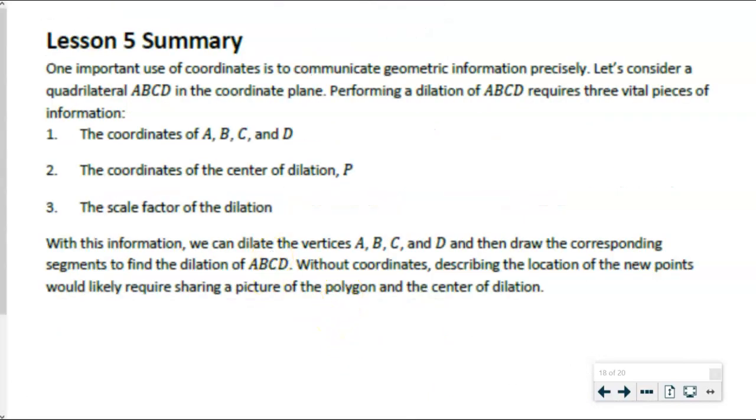Are you ready for more? Let's move on to the summary. One important use of coordinates is to communicate geometric information precisely. That's why we asked for where those points were. We needed those coordinates. So in order to perform a dilation of A, B, C, D, the first thing I would need to know is where A, B, C, and D are, just like I had you ask those questions first. The next thing I need is the center of dilation. Whenever we're talking about dilations, we need to know the center of dilation. And the final thing, we need to know the scale factor. That's why I had you ask those questions. Once we have all of those pieces of information, we can use that to perform our dilation.